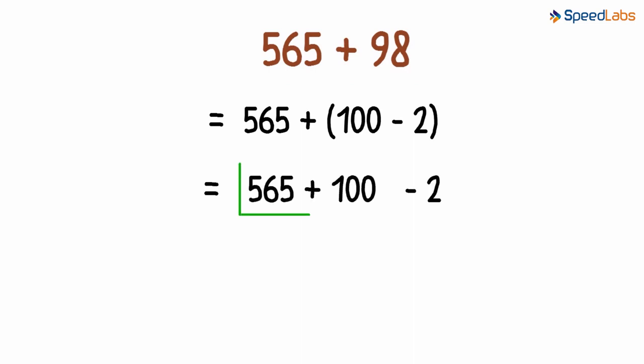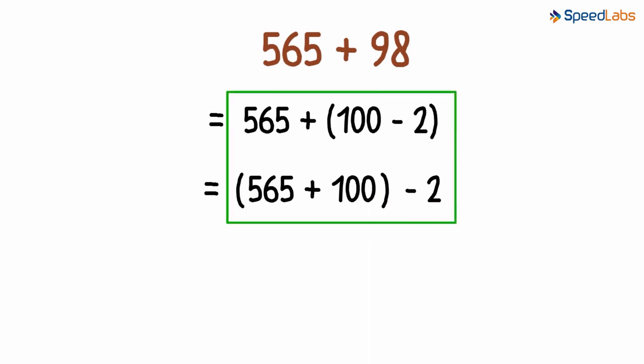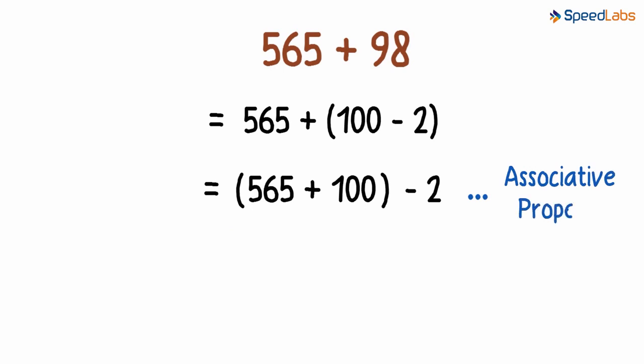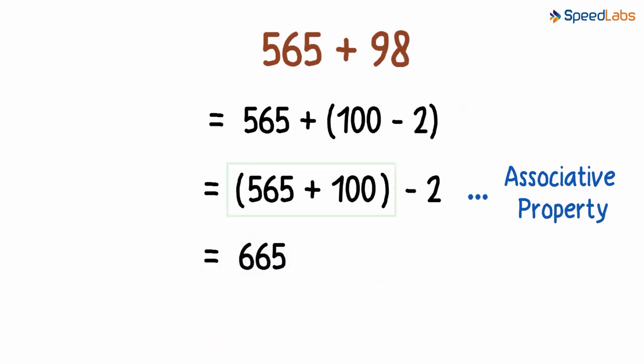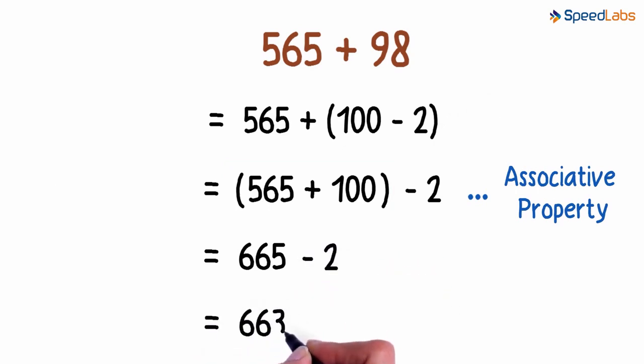Can we add 565 and 100 directly? No. First, I need to put brackets around them to add. This we have seen in our previous videos as well. We will use associative property first and then we will add them. This is a very simple addition. 565 plus 100 is 665. Finally, we subtract 2 from it to get 663. Okay.